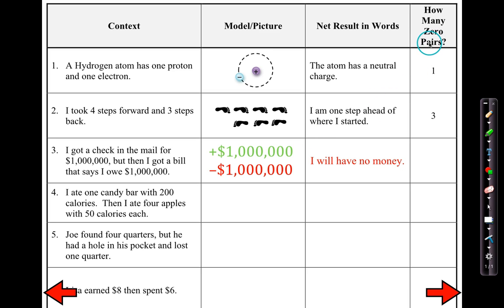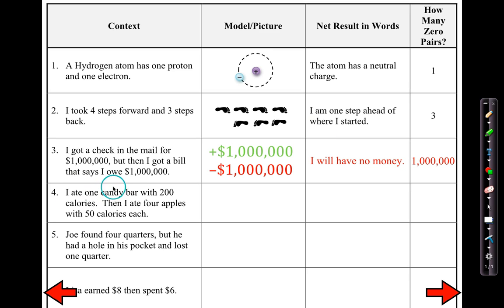But how many 0 pairs was that? Well, I'm not going to draw them out for you because this is a lot, but there was 1 million 0 pairs. So there was 1 million positive, so that's you having the money, but there was 1 million negatives of you owing money, so there's a total of 1 million 0 pairs.